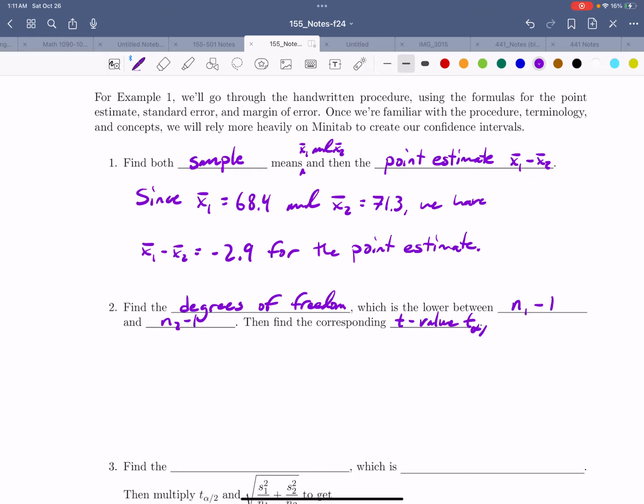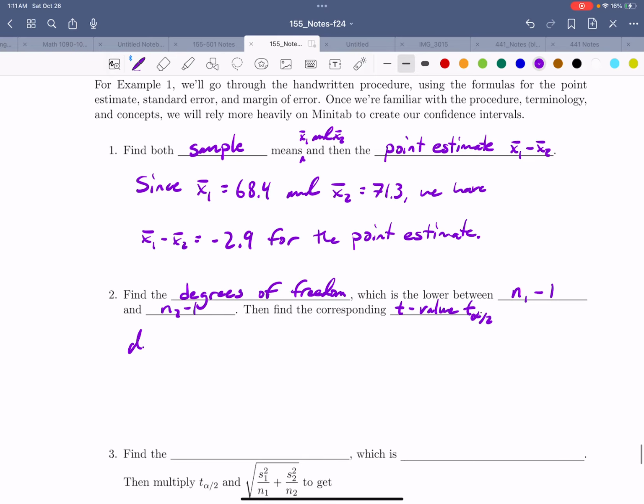which remember is t sub alpha over 2. Okay? So again, in this case, nothing super complicated here. Degrees of freedom, in this case, equals n1 minus 1, which actually equals n2 minus 1, which equals 35 minus 1, which equals 34.